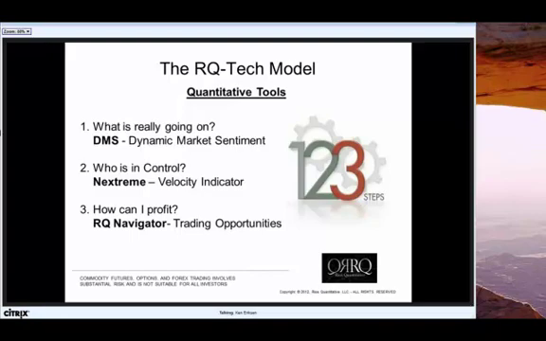So what's really going on? Defined by the DMS, or the dynamic market sentiment. Who is in control? Defined by NextStream, the velocity indicator. How can I profit? Defined by the RQ Navigator, showing trading opportunities in the alert system, as well as showing instruments that have already broken the channel.